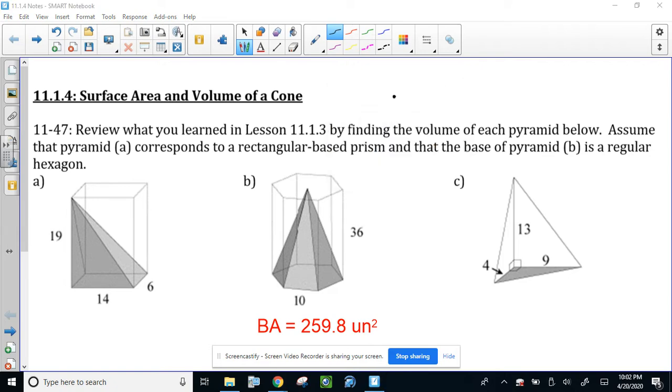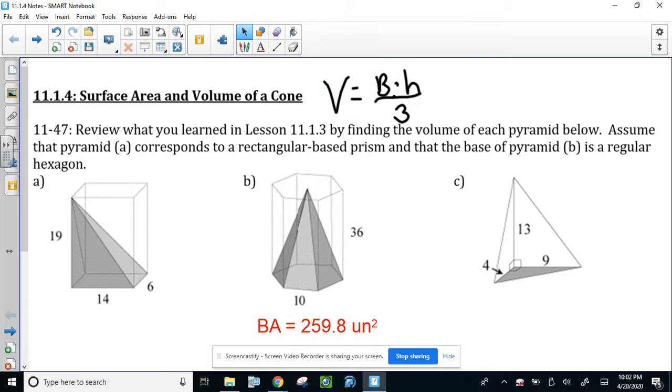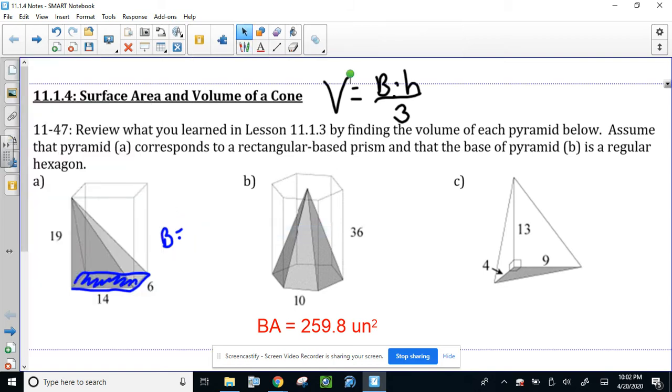So here it says, review what you learned in the last lesson by finding the volume of each pyramid below. So remember that our volume formula for a pyramid was going to be the base area times the height divided by 3, because it took 3 pyramids to fit into one cube. So really all we need to know here is what's the area of the base. So in this case, our base is a rectangle.